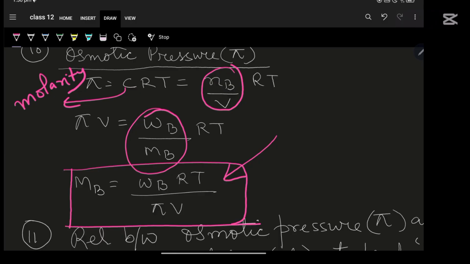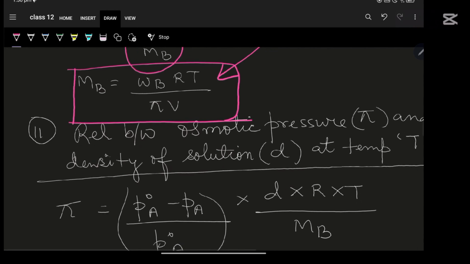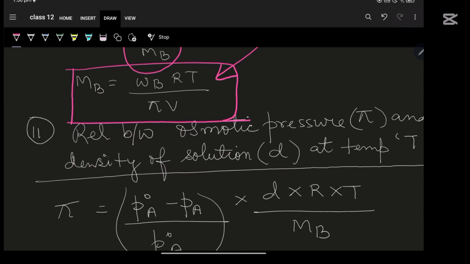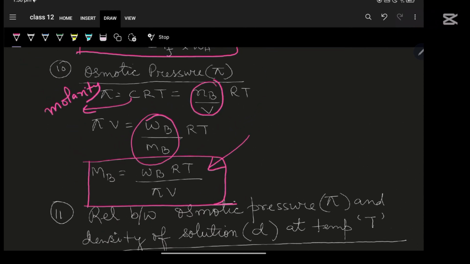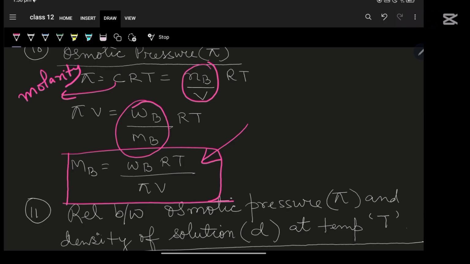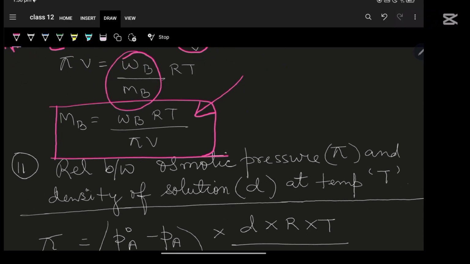of solute, especially the molar mass of macromolecules, because this osmotic pressure method, you can carry out at room temperature. You can use molarity, which is more convenient, and you get a measurable value of the colligative property in comparison to other colligative properties.